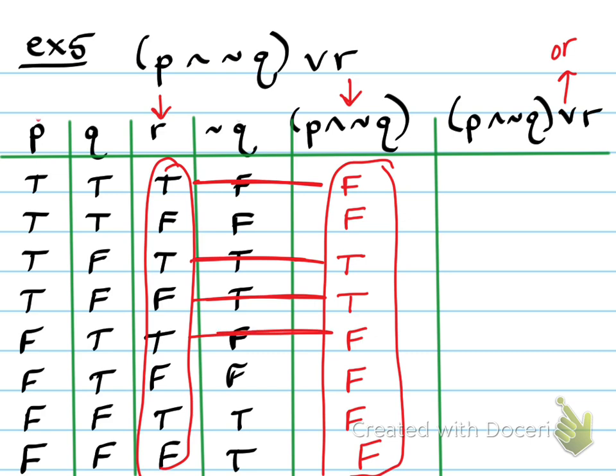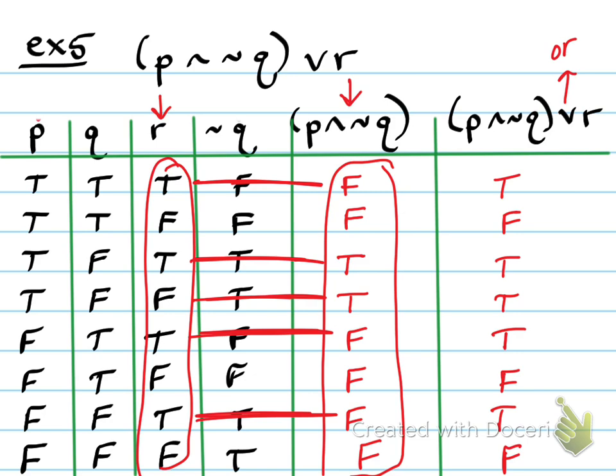At least one is true. Okay, so these are the ones that get our trues, because at least one of them is true. The others are false. So if you break them down step by step, they're really not that bad.